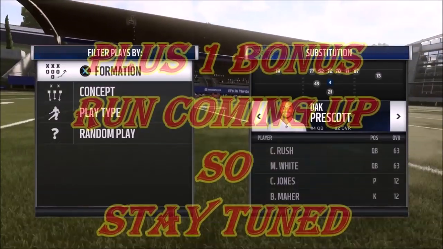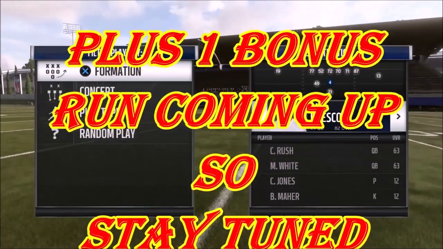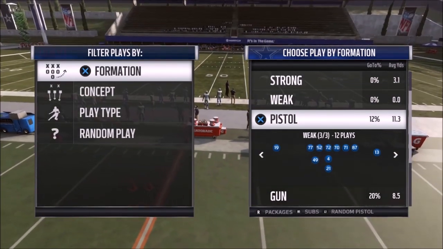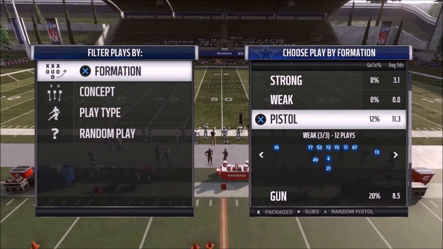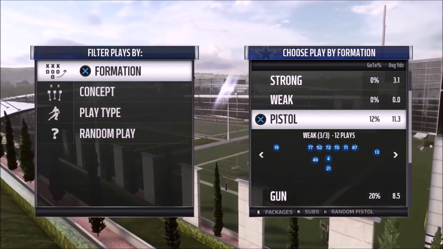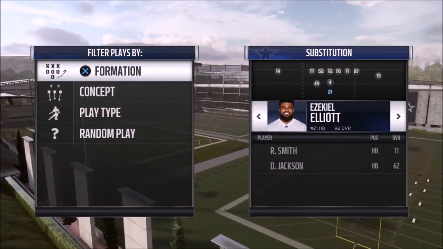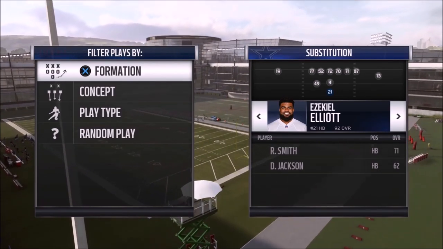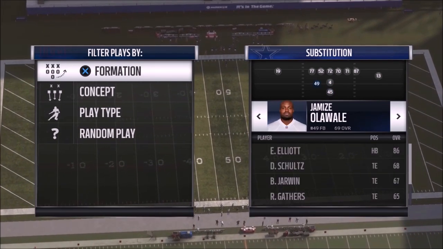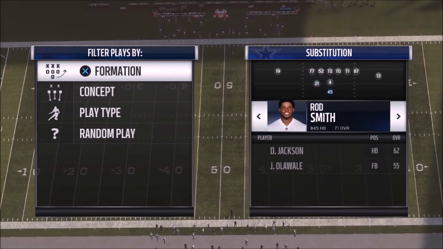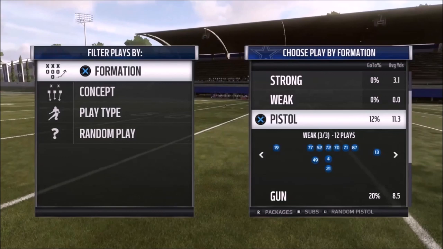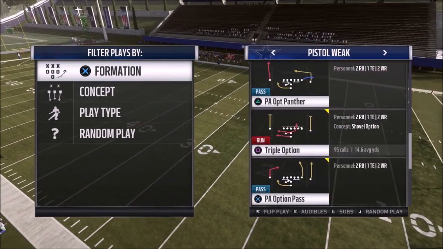Okay, both of these runs we find in the Carolina Panthers offensive playbook. And the formation is the pistol weak formation. Now you see here, you have the fullback to the left of the quarterback, and then you have the halfback behind the quarterback. So if you're going to run the triple option, you want to make your substitutions, press R1, and then you're going to take your starting halfback out, put your second halfback in, then go to the fullback position, and then put your number one halfback back in that position. And then if you want, you could put the fullback back in here or keep the second halfback. And then you pick the play, you go to the triple option.